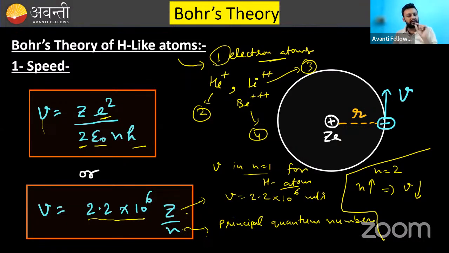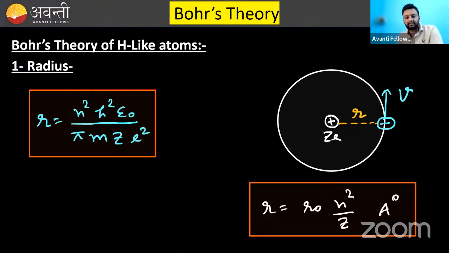Various times it is asked directly. So either you can remember this relation or you can remember this thing, that if N increases, velocity or speed of the electron revolving decreases. Clear? हिंदी में बोले तो जितना पास होगा उतना तेज इलेक्ट्रॉन रिवॉल्व कर रहा होगा. Electron will be revolving faster in nearer orbits, which are closer to the nucleus. Moving further.